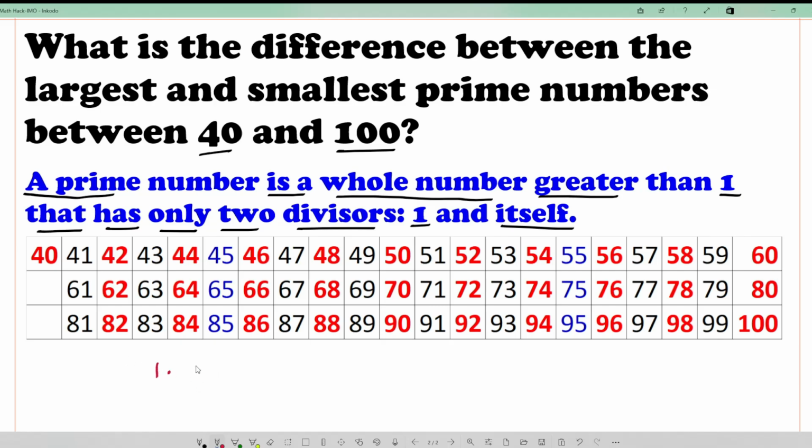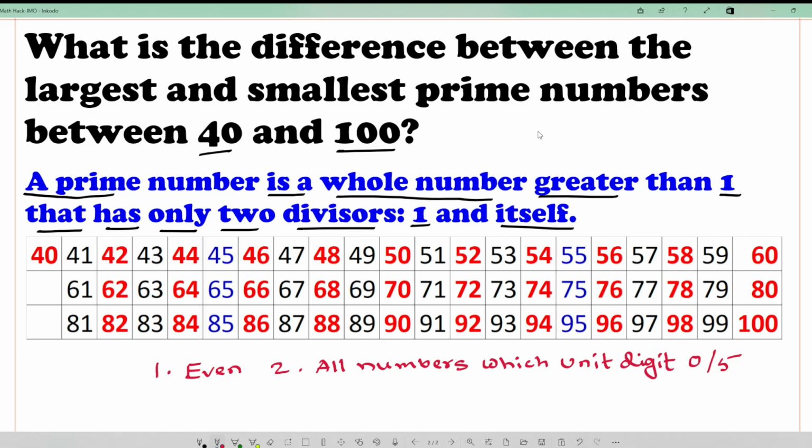First one, even numbers. Second one, all numbers whose unit digit is 0 or 5, because these kinds of numbers are not prime, except 2. 2 is the only even number which is prime, but in our question our range is 40 to 100, therefore 2 is not relevant.